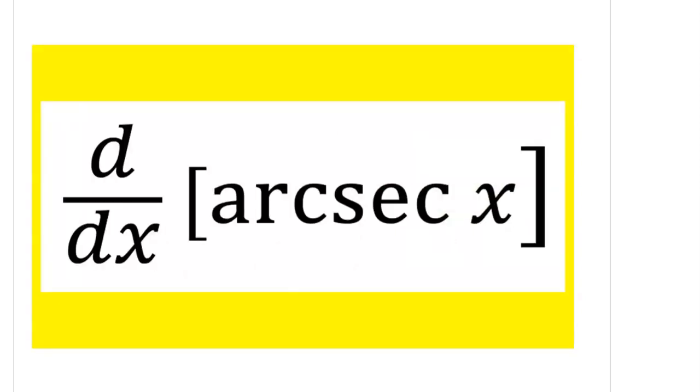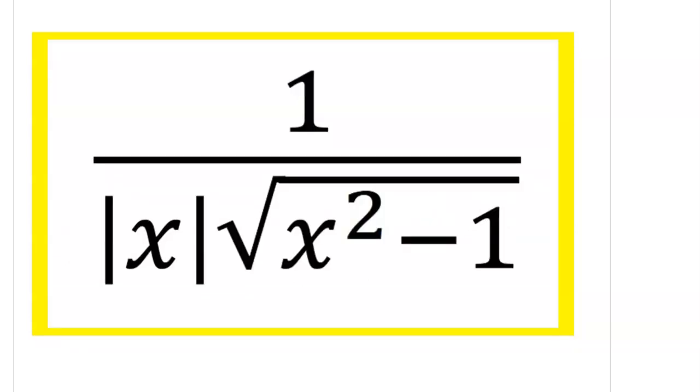Finally, there is the derivative of arcsecant, which is 1 over the absolute value of x times the square root of x squared minus 1. So write all of those down and study them for future reference.